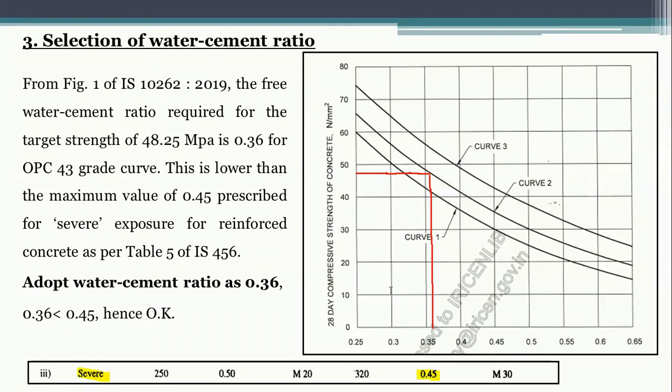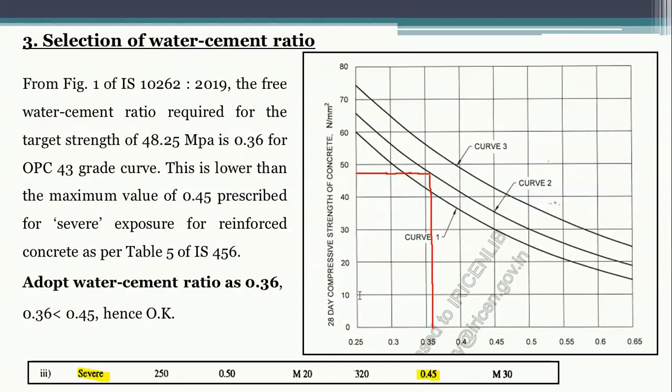But based on our durability aspects, that is our exposure condition, which is severe, as you saw in the data, I have given a bottom picture also. For the severe condition, the maximum water cement ratio is 0.45, which I have highlighted. So from the curve we got the water cement ratio as 0.36, and from the table the maximum water cement ratio is 0.45. Which value do we have to adopt?